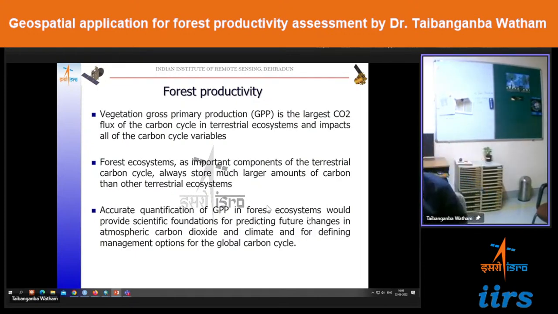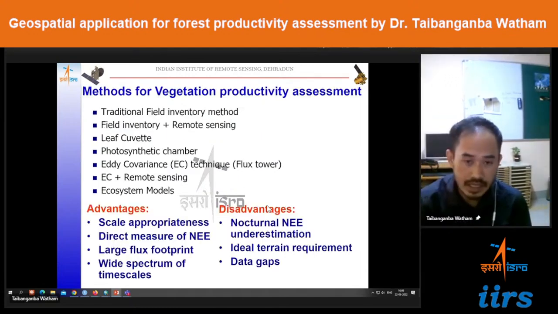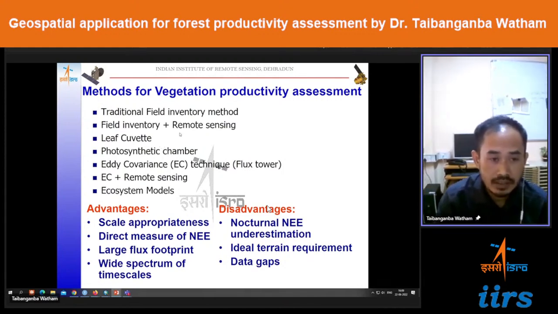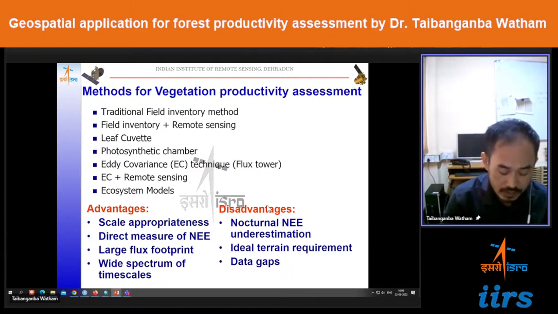So with this, we will go ahead with how we can quantify forest productivity. For forest productivity, there are generally several methods. The first one is the traditional field inventory method, which we already covered yesterday. That is the estimation of biomass. If we have to estimate the productivity of a particular ecosystem or a particular forest, using this traditional field inventory, we calculate the biomass of that particular forest for two different time periods, that is T1 and T2.